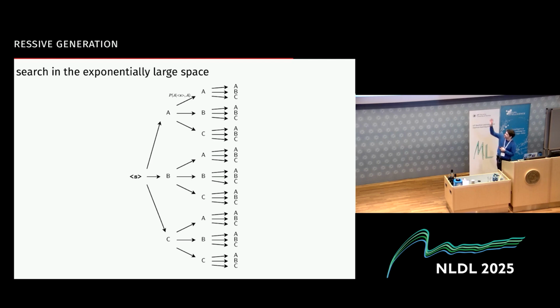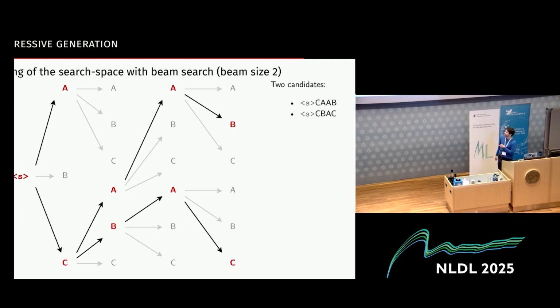And then after that, you see that it multiplies to 9 options for 2 symbols. And then for 3 symbols, it again multiplies by 3. So this is exponential, and we would have to look at the probabilities of all of these options to search for the best one, and that's just simply intractable.